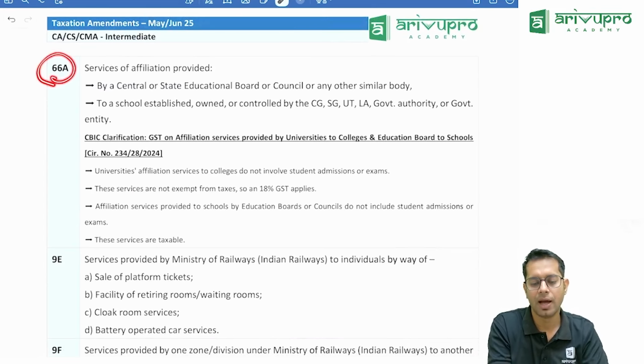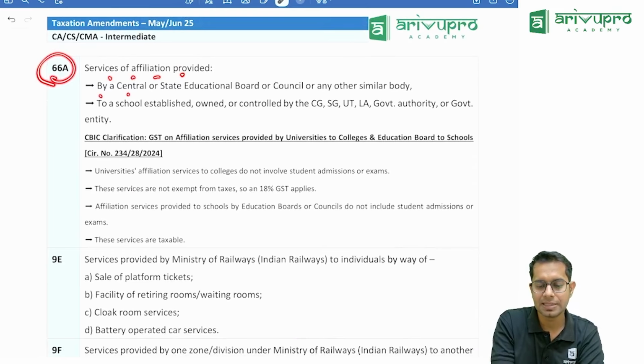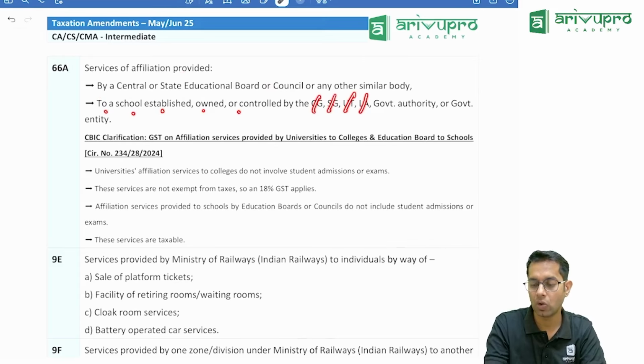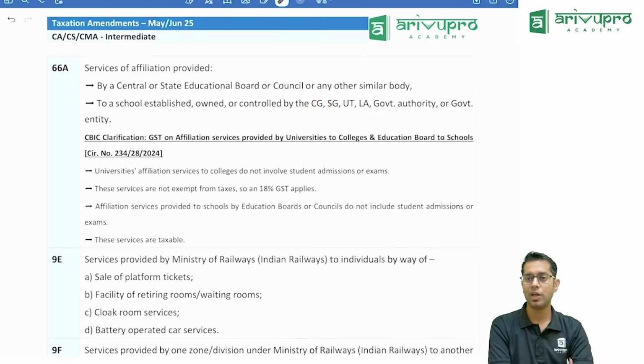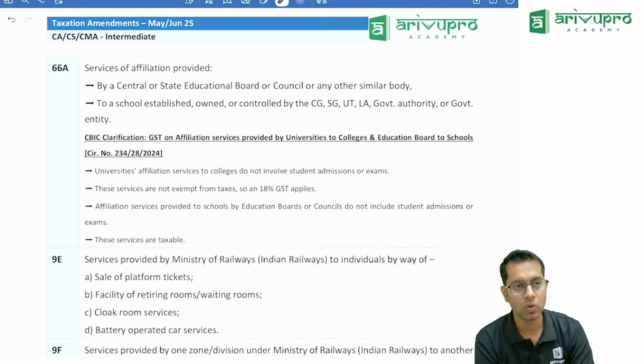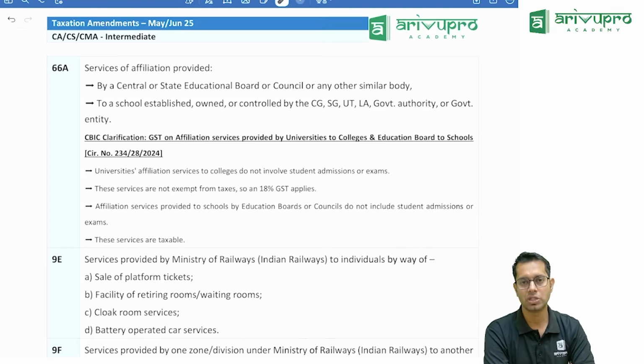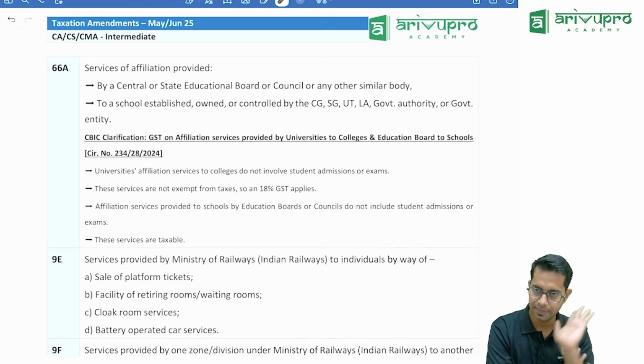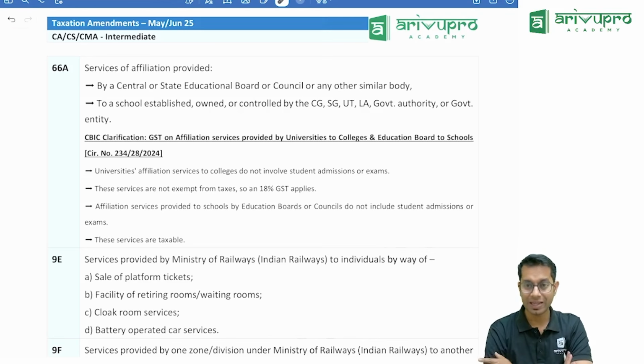Then affiliation services by central or state board or council or other similar bodies to schools established or owned and controlled by central government, state government, unitary local authority, government authority or government entity. Affiliation services means, wherever you have studied, that school is affiliated to Bangalore University, affiliated to CBSE. That means the school which a person is running has to take a license. Okay, from whom, sir? CBSE or your state board.